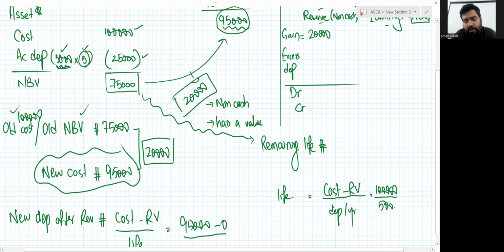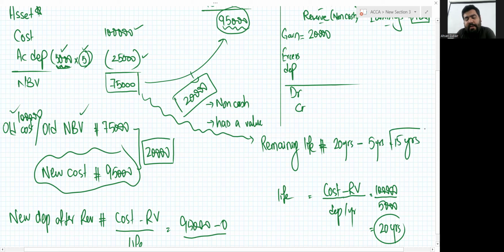5,000. So you will calculate the life, that is 20 years. This asset life was 20 years at the start of asset life. So remaining life is 20 years. And how many years are gone? 5 years. So remaining life is 15 years from now.